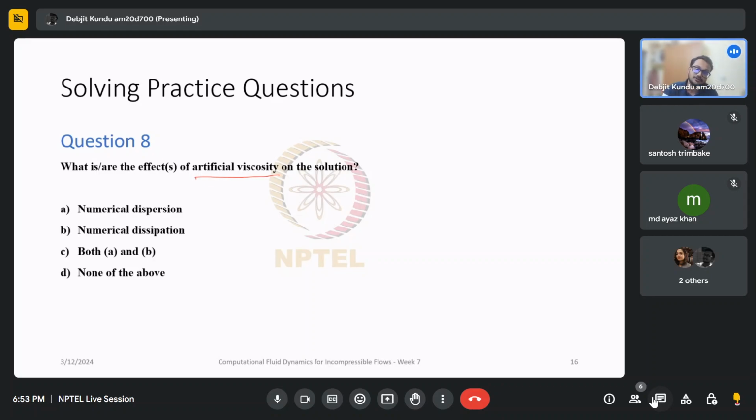You can either type it in the chat box or you can unmute and answer as well, whichever way you feel comfortable. The artificial viscosity actually brings in something known as the numerical diffusion.